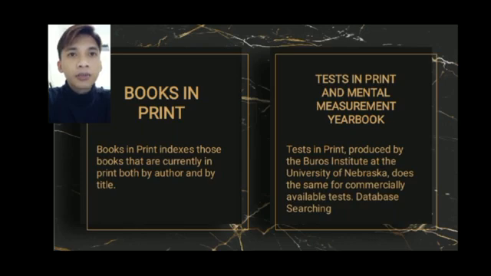The next one is Books in Print. Books in Print, as you would expect, indexes those books that are currently in print, both by author and by title. It enables you not only to see what books are and are not in print, but also which books have new editions and which have added or dropped authors or changed publishers. Brief reviews are frequently included.